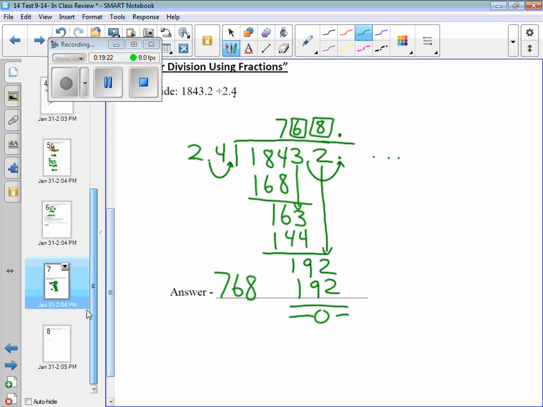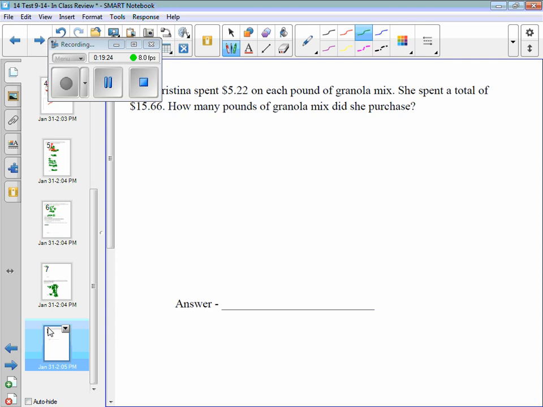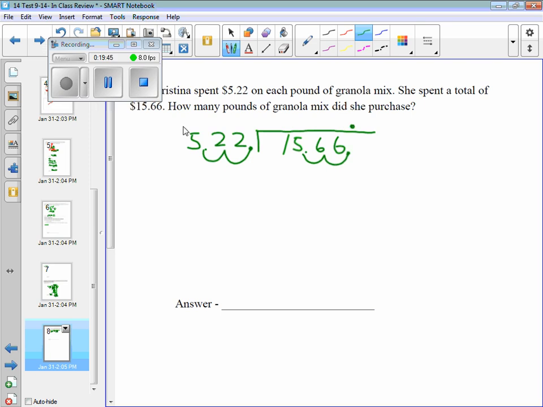Our last one. It winds up being division. $5.22 outside the house, 15.66 in. Gotta pop the rock twice to the right, twice to the right. And what's nice about this is 522 goes into 1,566 exactly 3 times. No remainder, nothing but zeros left. Our answer is she purchased 3 pounds.